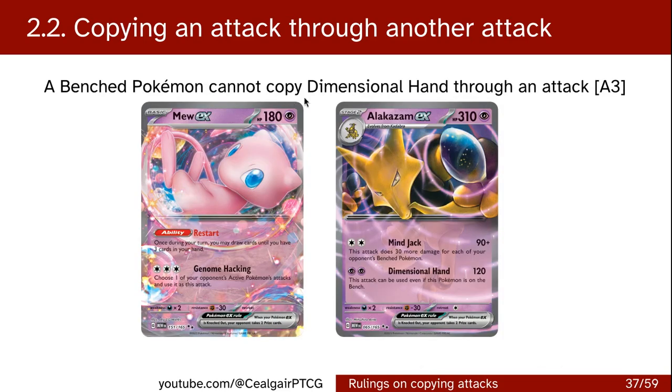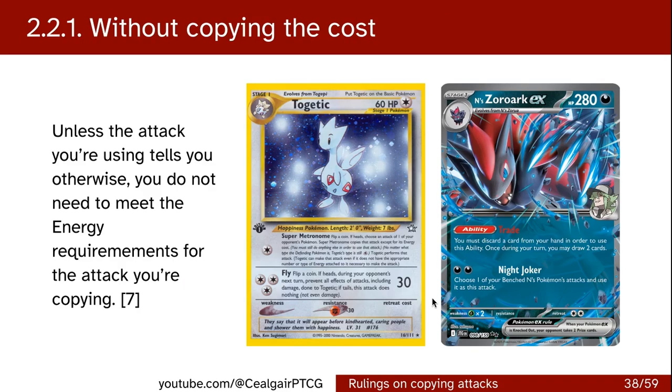A bench Pokemon cannot copy Dimensional Hand through an attack. This is because, again, you're using Genome Hacking, and Genome Hacking, in this example with the Mew EX, does not have any text that allows it to be used even while on the bench. So yes, you can use Dimensional Hand even if the Pokemon using it is on the bench, but you cannot use Genome Hacking, so that does not work.